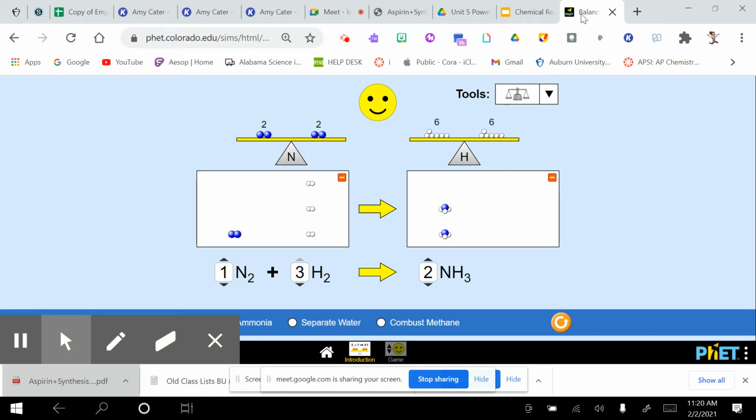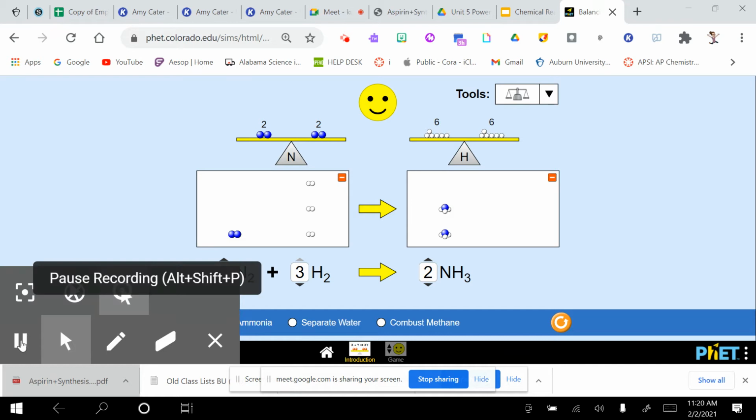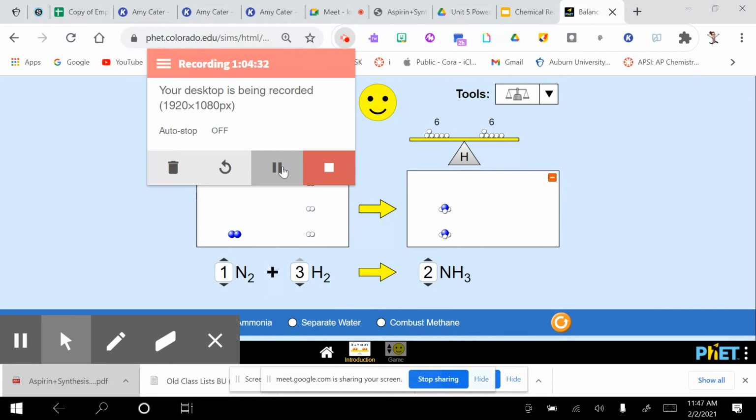Okay, so let's pause this. Confusing. It's about the length of the dress. Is it? I know, but then it's not, yeah.